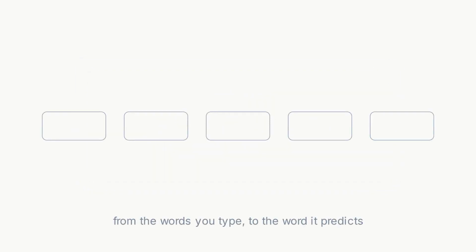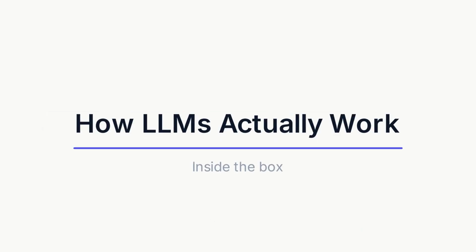If you haven't seen that agentic AI video, it's the perfect companion to this one, and it's linked in the description. But don't worry, you can follow everything here on its own. So let's take a single sentence and trace its journey through the machine from the words you type to the word it predicts. How large language models actually work inside the box.